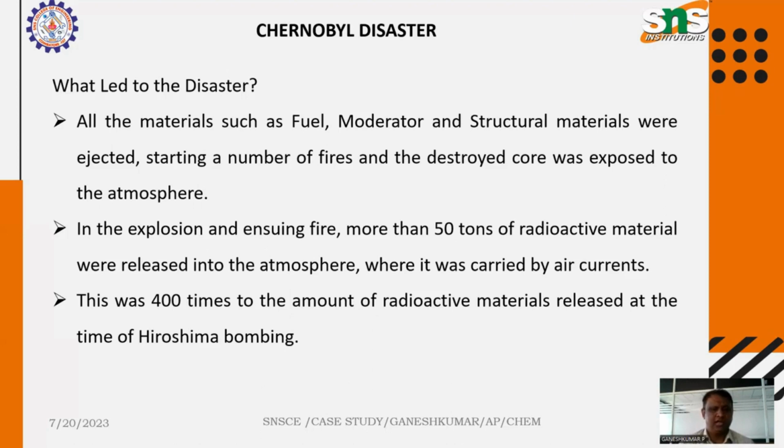Usually when any pollution happens, it will not only affect the core place. It can be carried by water, it can be carried along the direction of the wind, or it can be taken by humans, and it can spread in many ways. In the same way, radioactive material was carried by the air current, and this was 400 times the amount of radioactive material released at the time of the Hiroshima bombing. We know that the Hiroshima bombing was an open bomb that created a huge disaster. But here, it is assumed that the plant was in a safe condition. But suddenly it happened, and the effects were greater than Hiroshima.